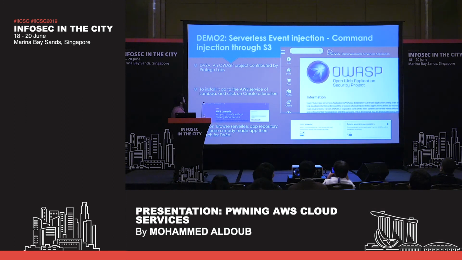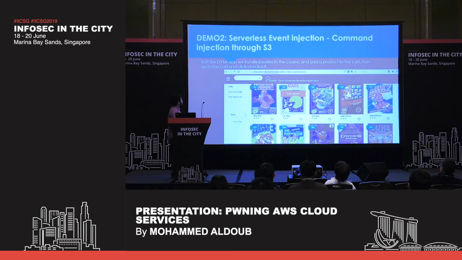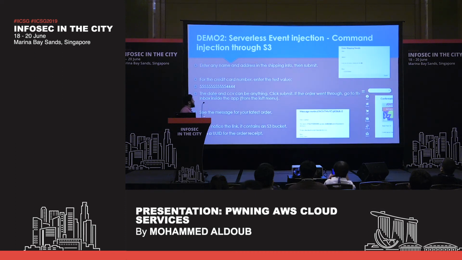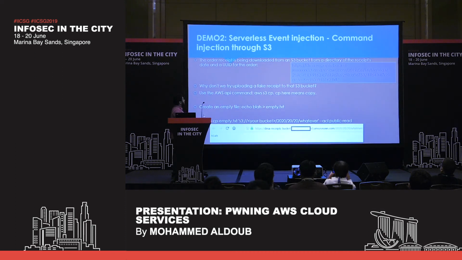This is called DVSA, Damned Vulnerable Serverless Application. You can also run it on your own Amazon account. This one is actually live and running. It's like a video game store. You can just go and buy Pac-Man, for example, and then you submit, and then you will notice that it's actually using a vulnerable S3 bucket that allows uploading.